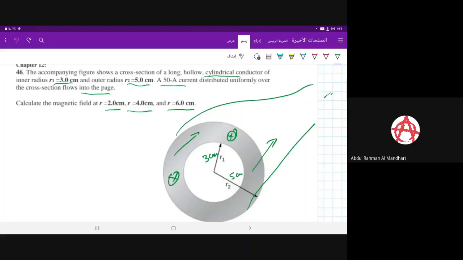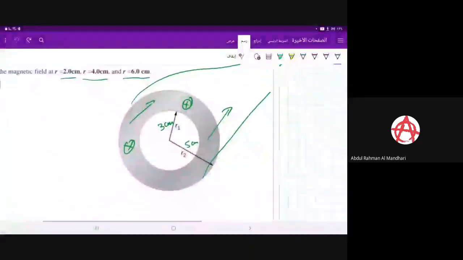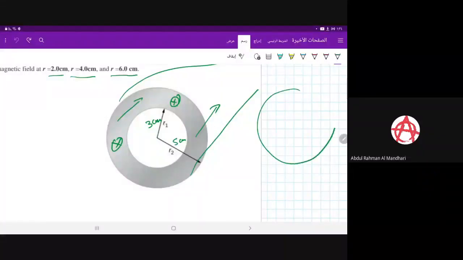At the beginning, we know this is the outside and this is the inner side. This is 3 centimeters and this is 5 centimeters. But we have been asked to find the magnetic field from the origin here at a distance of 2 centimeters. So this is 2 centimeters. That means we need to know what B is here.